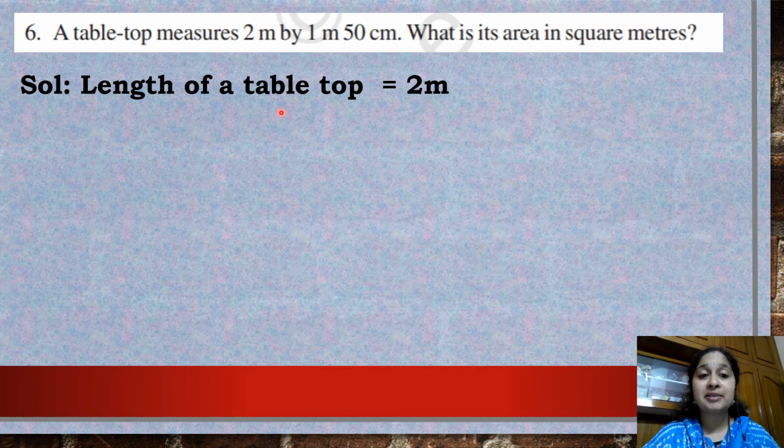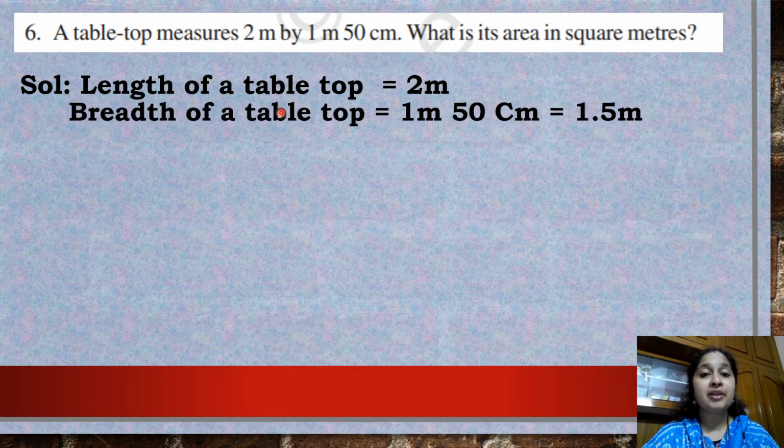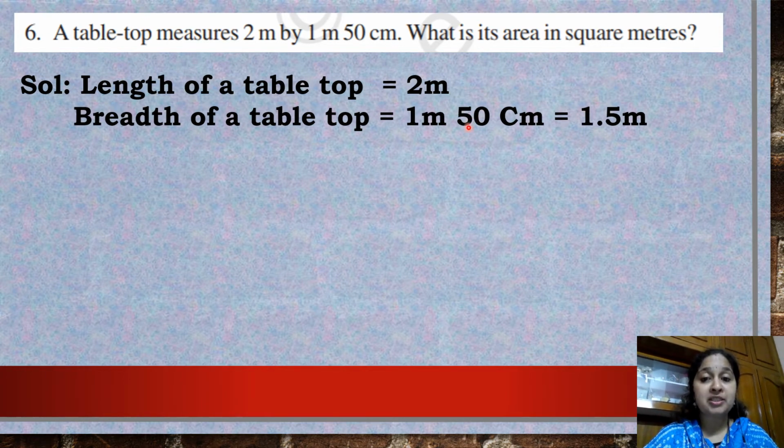What is the first statement, children? Length of the tabletop is equal to 2 meters. What is the breadth of the tabletop? 1 meter 50 centimeters. We can write it as decimals in meters. We have learned that in the decimals chapter, children. So 1 meter 50 centimeters can be written as 1.5 meters or 1.50 meters.